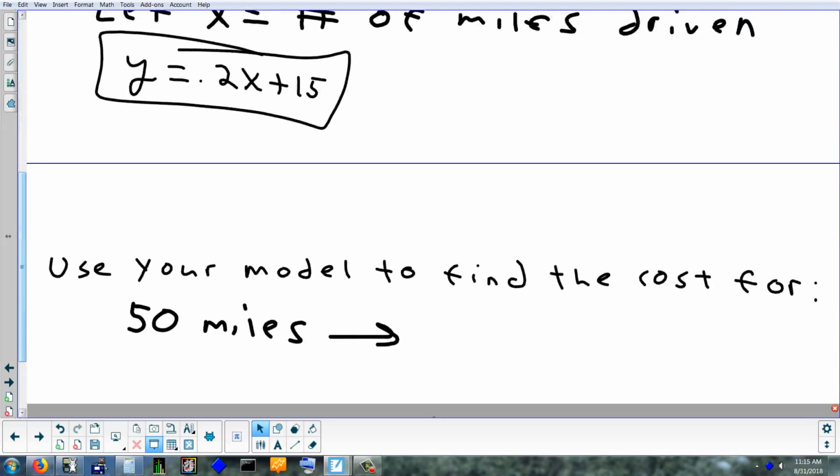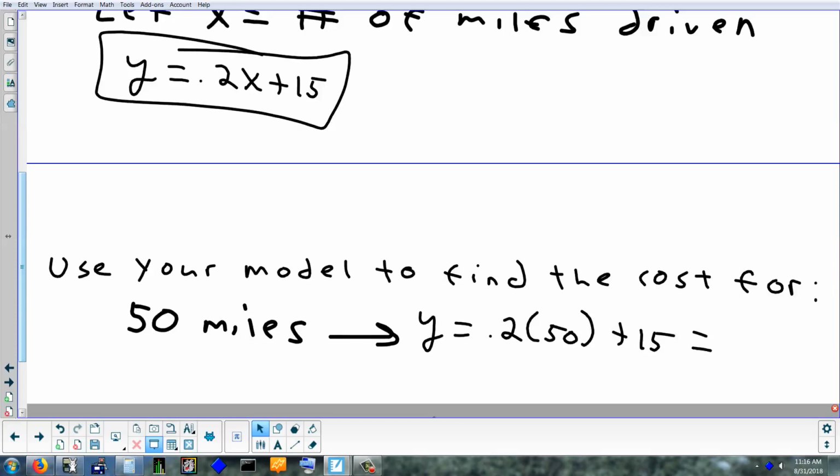Okay, so Tori, which variable am I going to plug in for? You're going to plug in 50 for x. We're going to plug in 50 for x. Okay, so we get 0.2 times 50 plus 15. And that's going to give me a cost of how much? $40. Let's see, so 2/10 of that would be, yep.